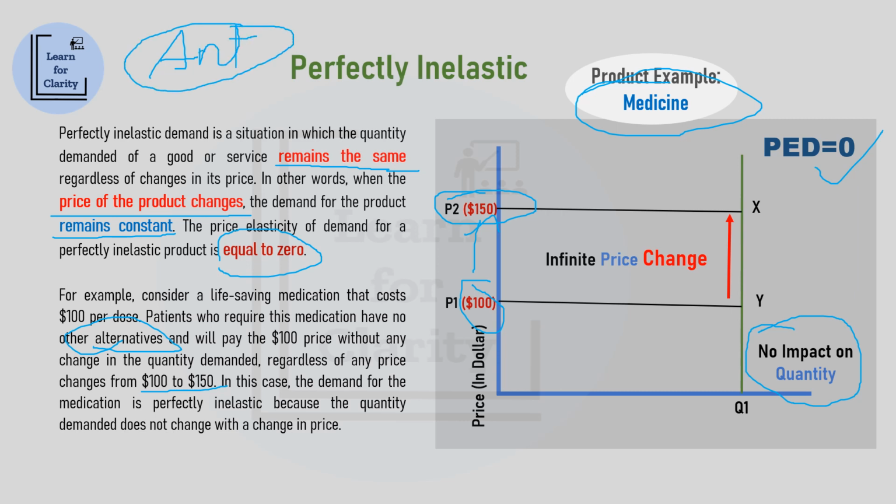In both of these examples, consumers are willing to pay the same price for a specific product, regardless of changes in its price. Therefore, the price elasticity of demand for these products is equal to 0, indicating that changes in price have no effect on the quantity demanded.